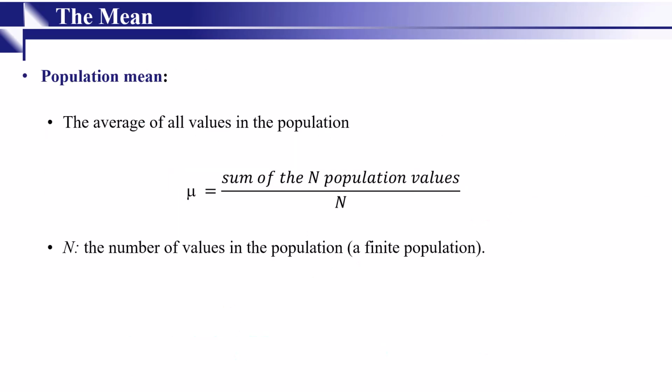Similarly, the population mean is the average of all values in our population. So you can go for this one, mu, the average of all values in the population, the sum over the whole population. What is the difference between population and sample? Population is all the data that we have. Sample is some subset of the data set that we have. So N is the number of values in our population, a finite population.